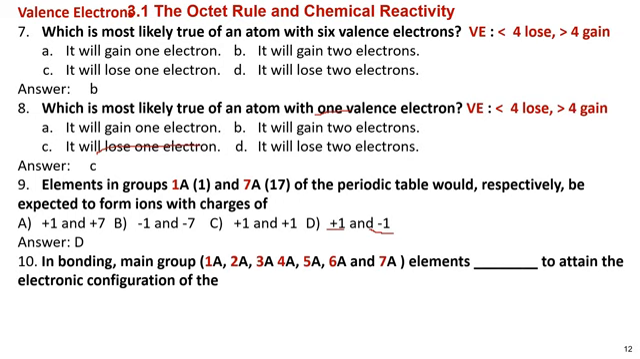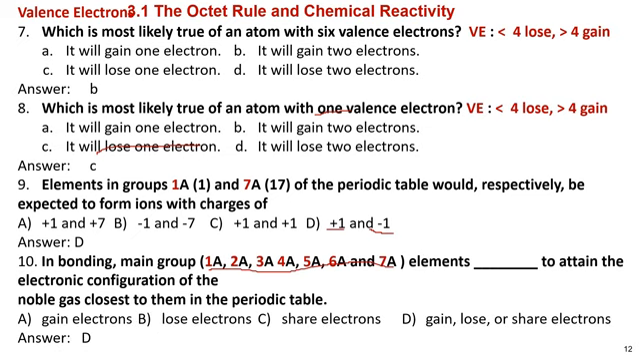Now, I showed the main groups: 1A, 2A, 3A, 4A, 5A, 6A, 7A. 7 of them, except the noble gases. Bonding in the main group will lose, gain, or share. Losing and gaining will make an ionic bond, with cations and anions. Sharing will be a covalent bond. So the answer is D.